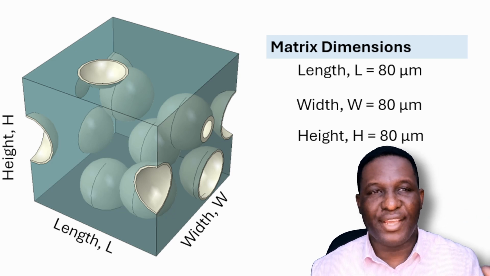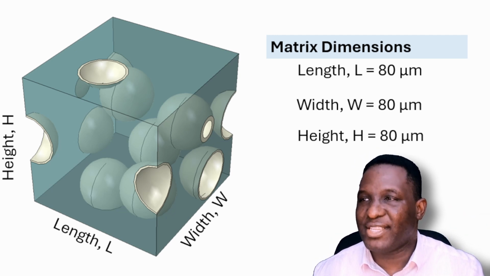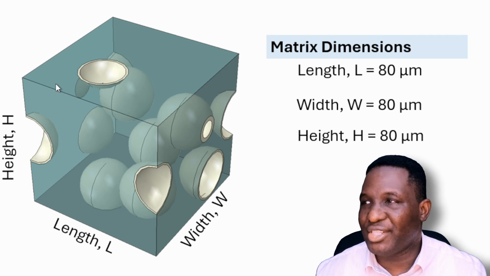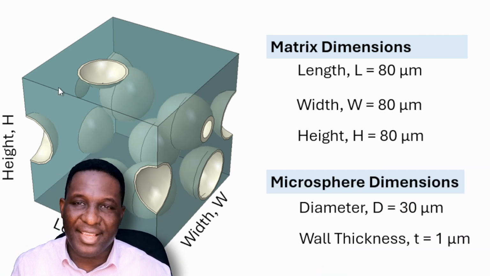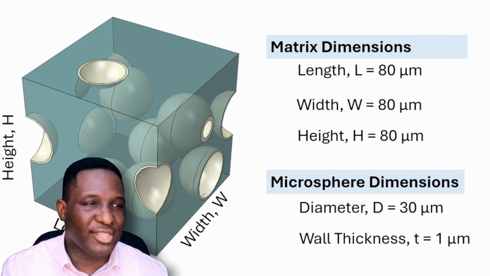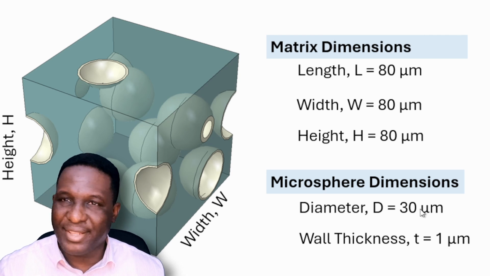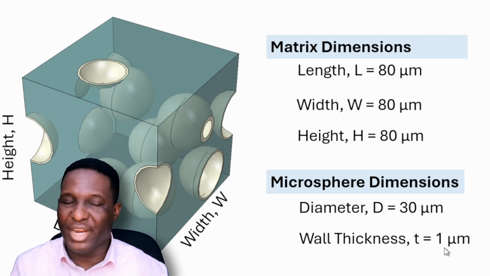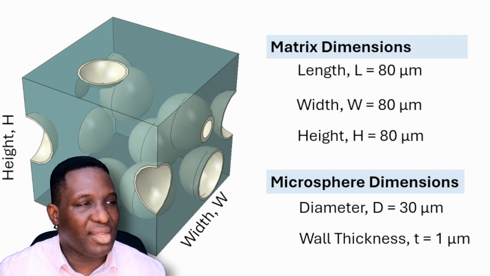I work with a length of 80 microns, height and width of 80 microns. That's the matrix dimension, which is the part that is a bit bluish-greenish in color. Now the next bit here is the microsphere: what are the dimensions? I did allude to that already. We're working with a 30 micron diameter with a thickness of 1 micron, something really very small. That's what we would have here.